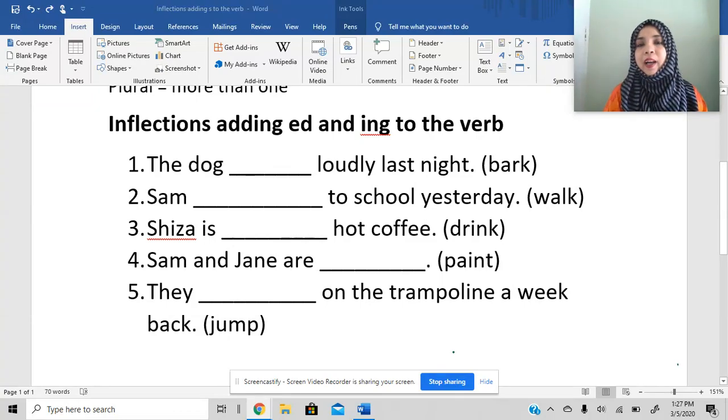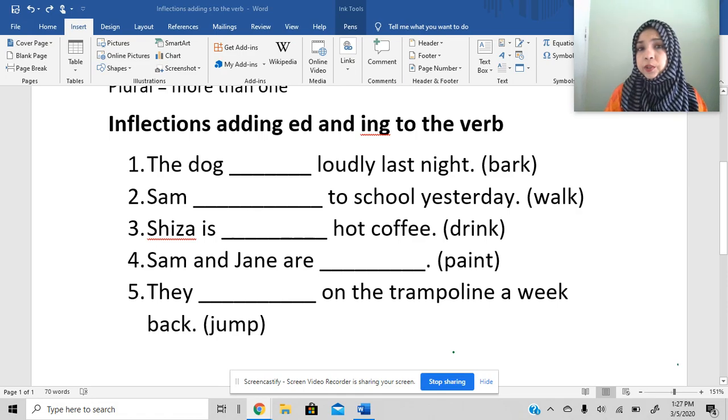Hey, how are you? In my previous session, we spoke about inflections, adding S to the verb, and we did a little chant and we tried to remember. When the noun is singular, we add S to the verb. When the noun is plural, we don't add S.